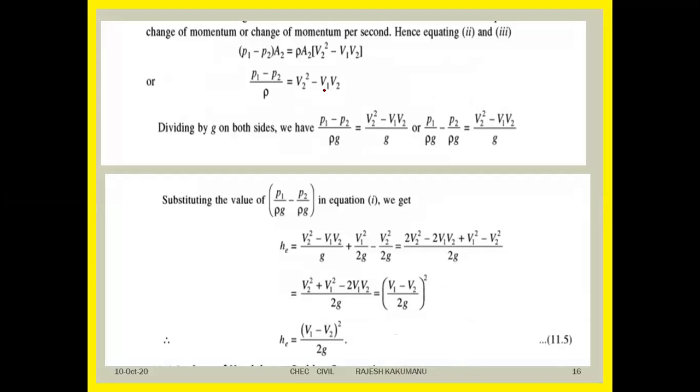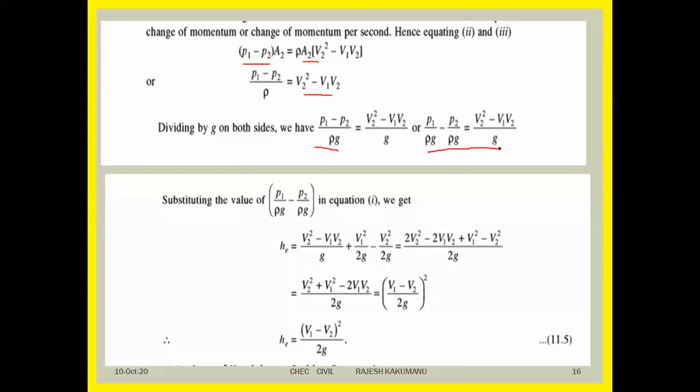Therefore, the change in the momentum per second, equating 2 and 3: (P1 minus P2) into A2 is equal to rho A2 times (V2 square minus V1 V2). Therefore, P1 minus P2 over rho is equal to V2 square minus V1 V2. Dividing by g on both sides, we have (P1 minus P2) by rho g is equal to (V2 square minus V1 V2) by g.